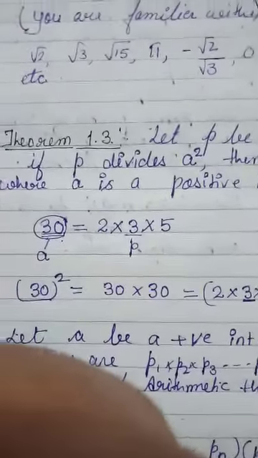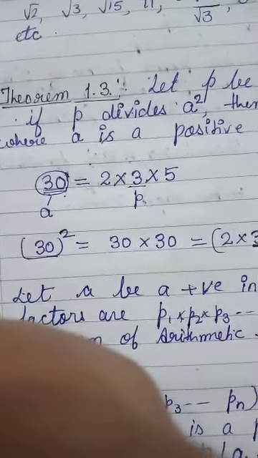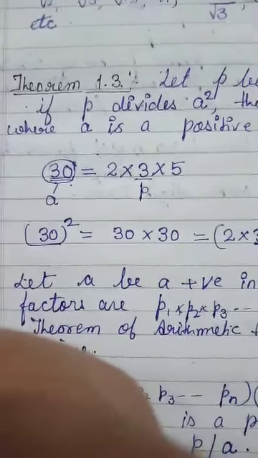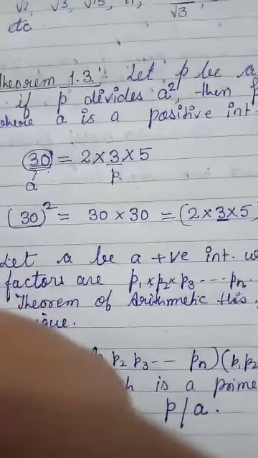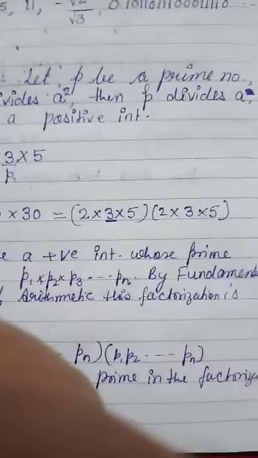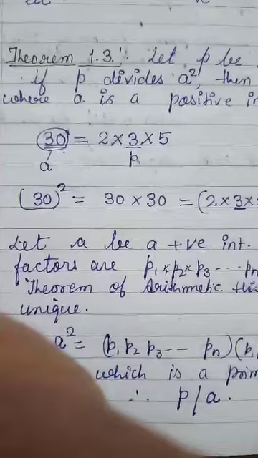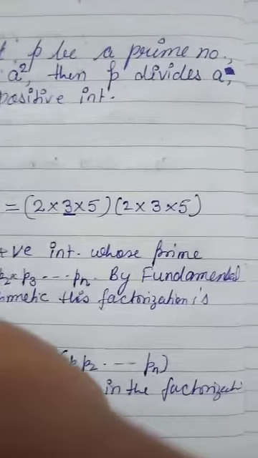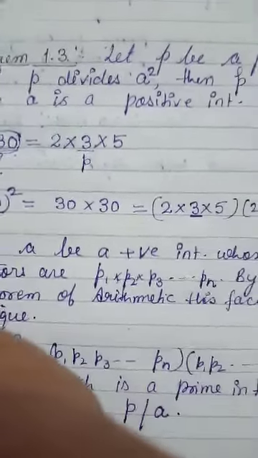Now, before proving that these are irrational numbers like root 2, root 5, etc., we have to prove a little part of the fundamental theorem, which we have already studied. Theorem number 1.3. It says that let P be a prime number. If P divides A square, then P divides A, where A is a positive integer.